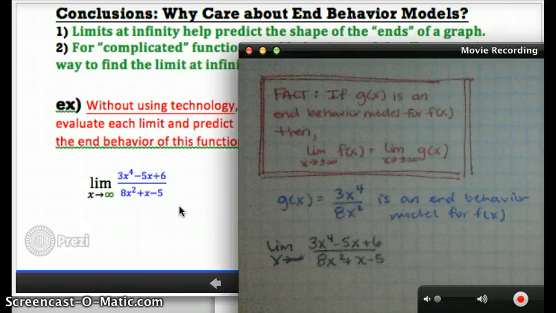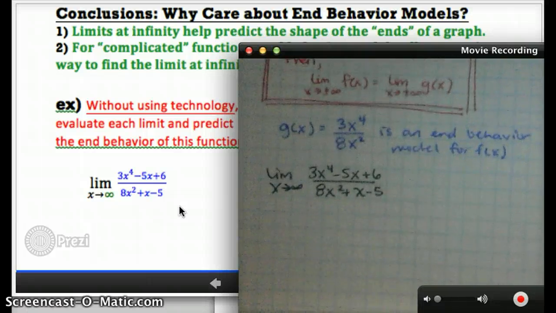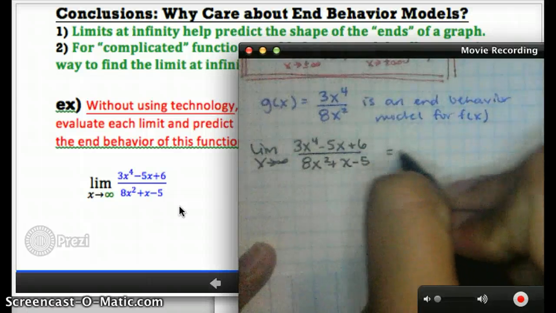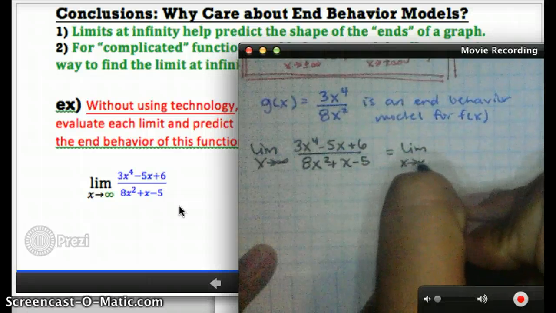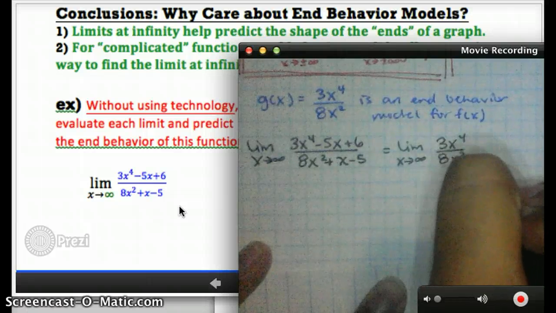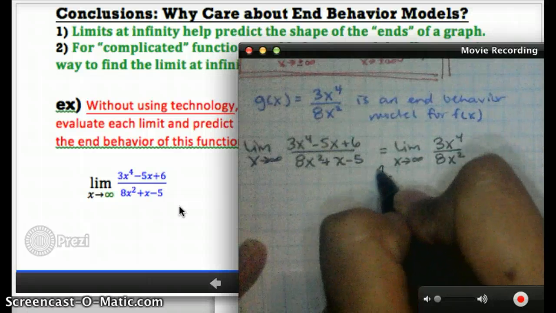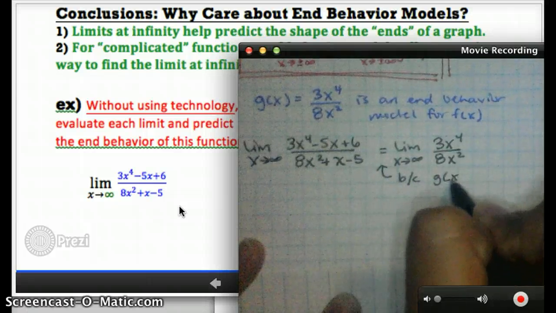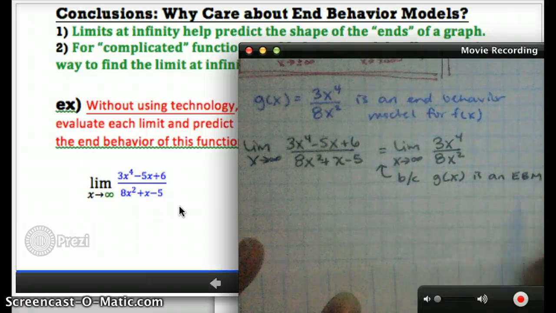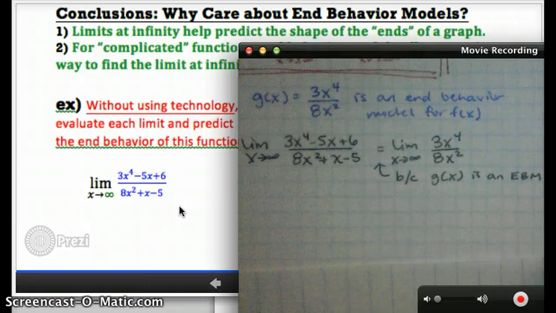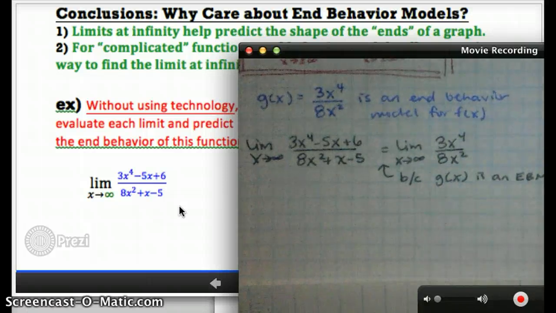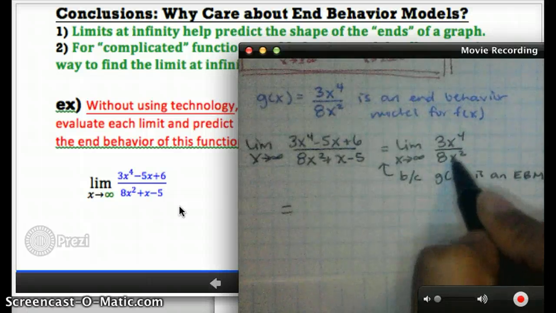Since we proved that, we can now use that fact to very simply evaluate this limit. The limit of f of x, which I have written right here, according to this very simple fact about end behavior models, now automatically equals the limit as x approaches infinity of g of x, which is 3x to the fourth over 8x squared. And this is because g of x is an end behavior model. Great news. Now we go from a very complicated rational function to a very simple limit.